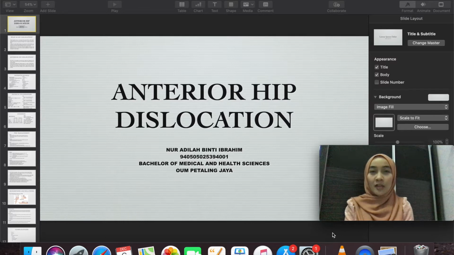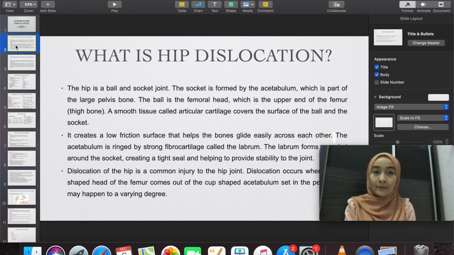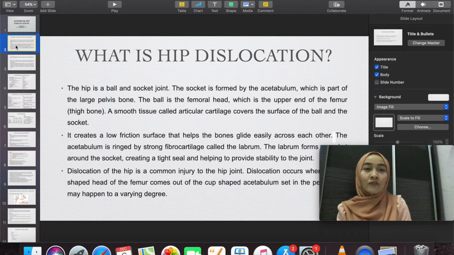Today I would like to share with you guys about anterior hip dislocation. At first we have to know what is hip dislocation. The hip is a ball and socket joint. The socket is formed by the acetabulum, which is part of the large pelvis bone. The ball is the femoral head, which is the upper end of the femur, or we call thigh bone.